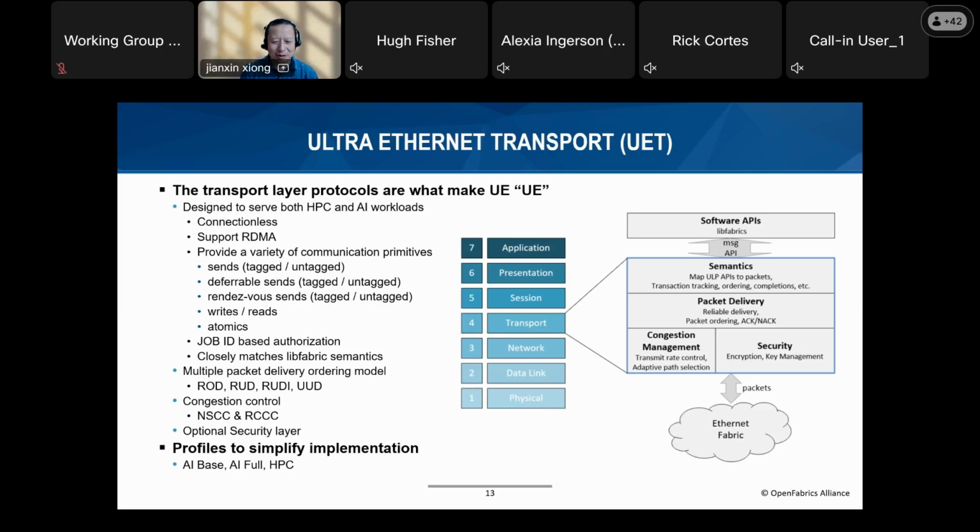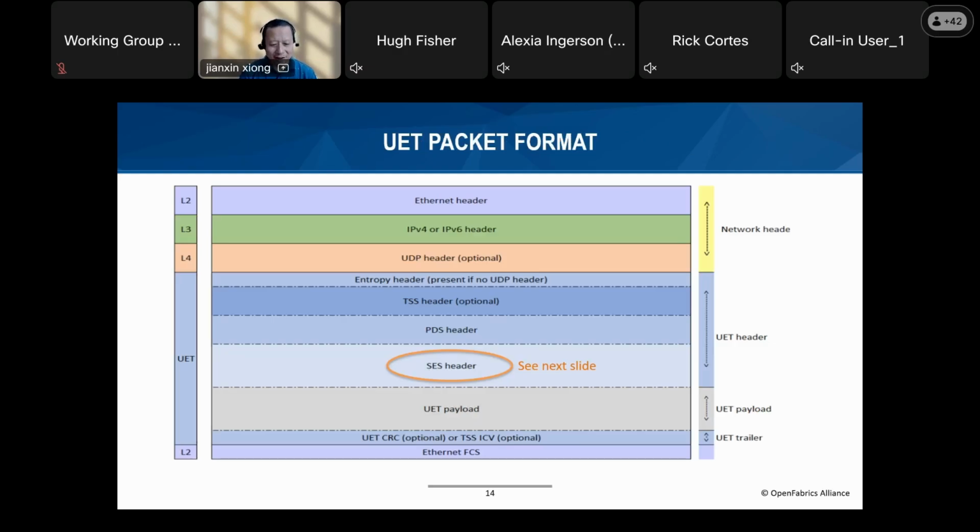To simplify the implementation, a specific implementation does not necessarily need to support all the features needed for the transport. So a few profiles are defined to support different requirements and different application scenarios. An implementation can support one or more profiles depending on the hardware capabilities.